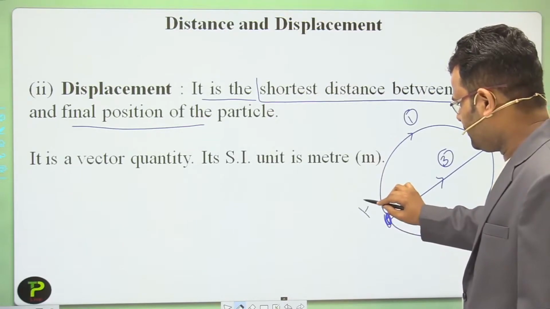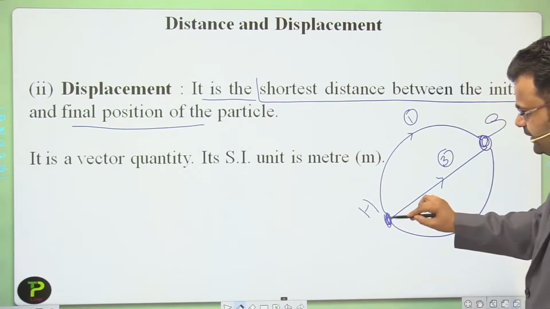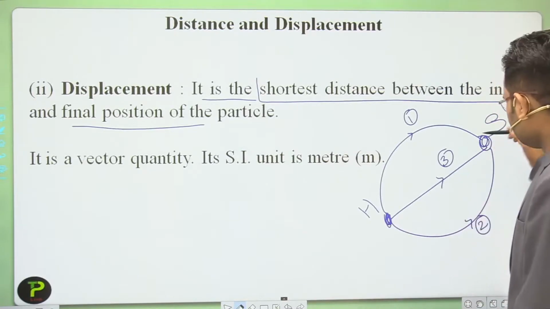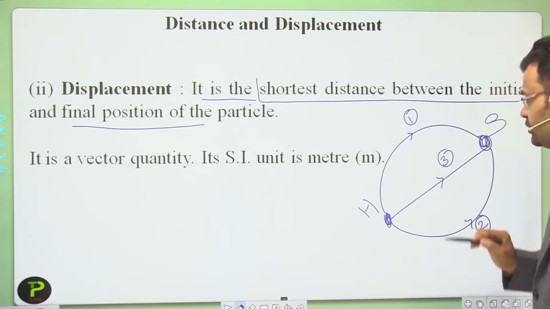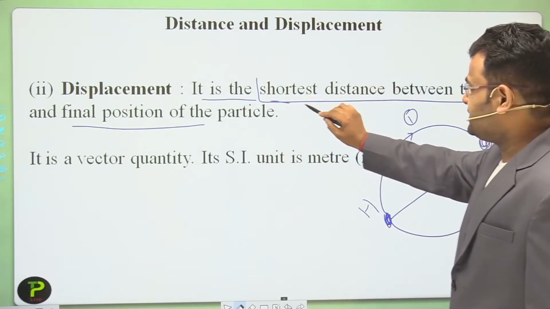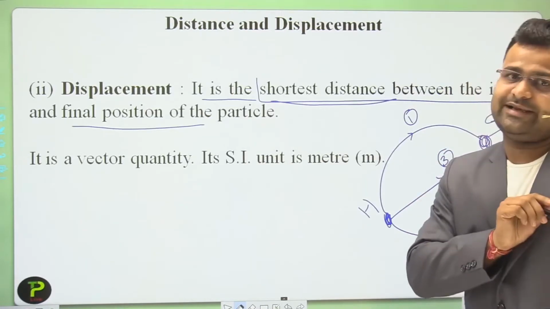It means we start from our home and end at school. So the starting point is home and the ending point is school. So we require the shortest distance. Now, dear students, we require the shortest distance.